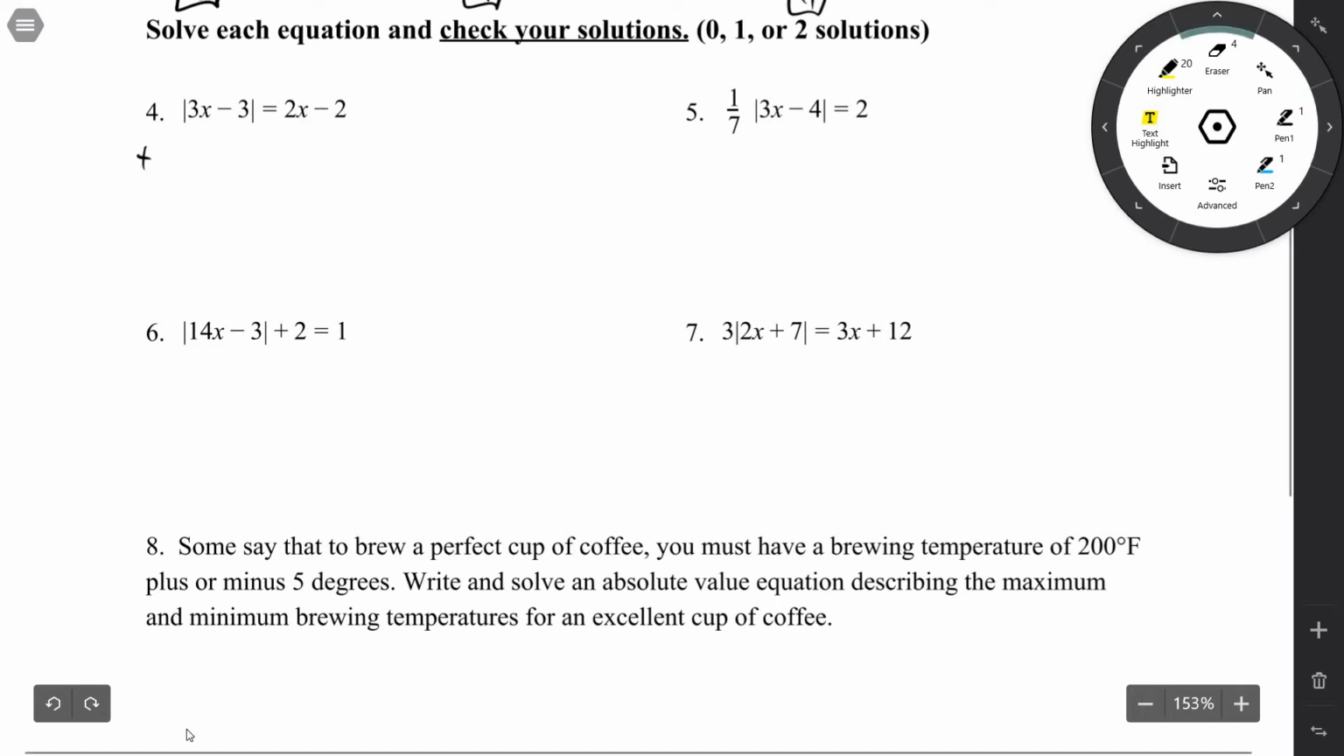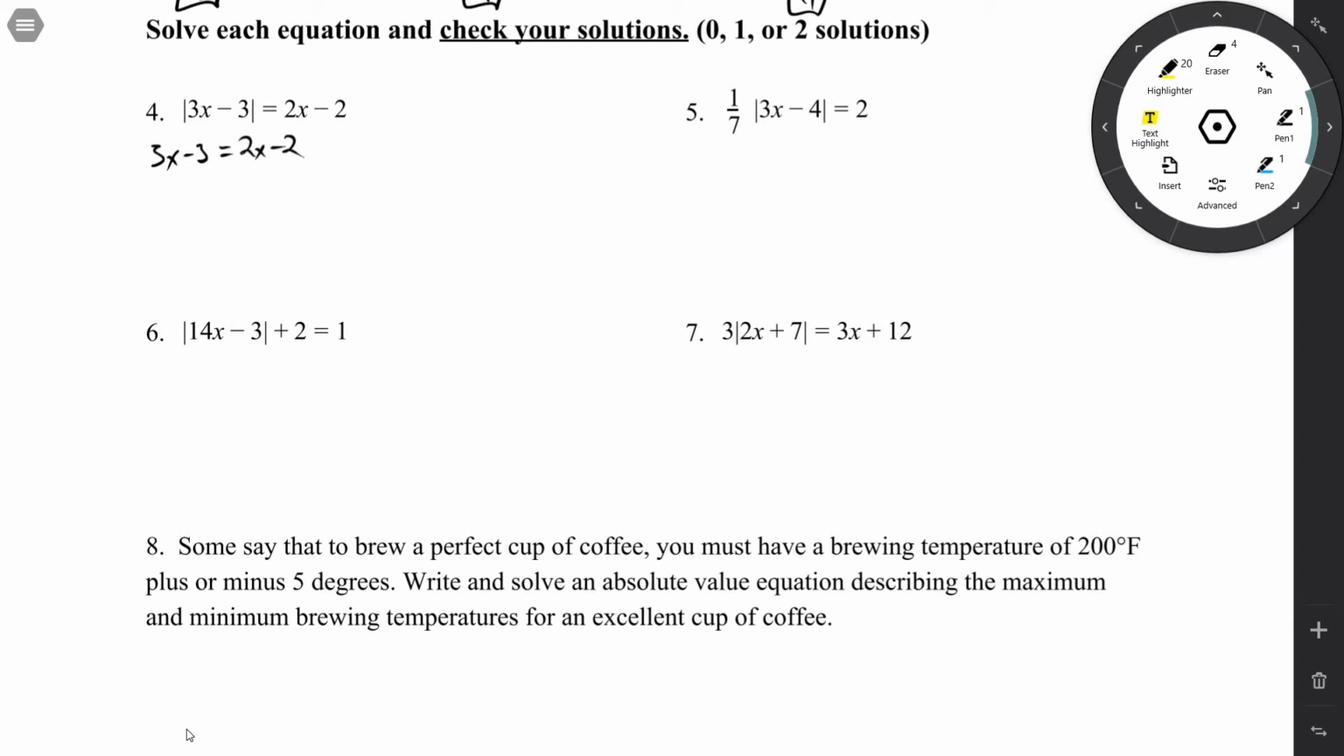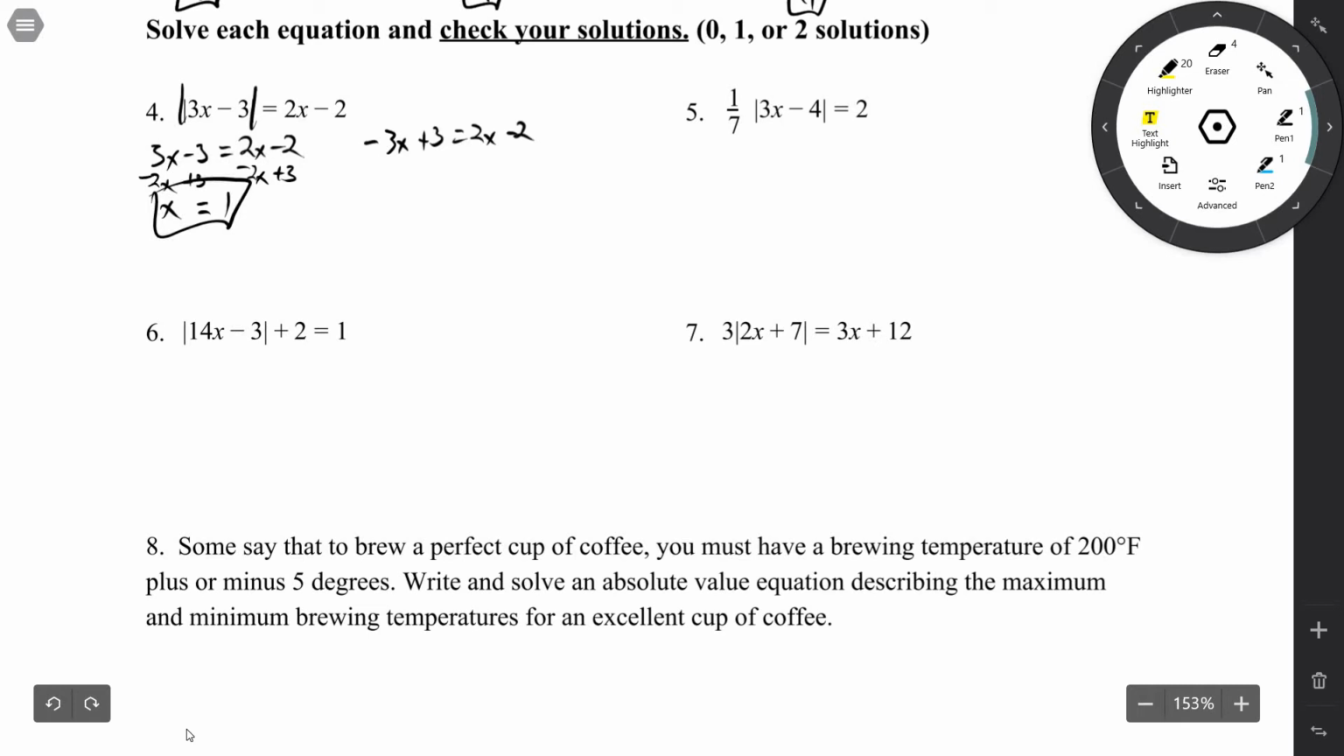For the first one, we don't need to distribute any negatives, so it's just 3x minus 3 equals 2x minus 2. For the other one, if we distribute a negative into the absolute value expression, we get -3x plus 3 equals 2x minus 2. Now we just simplify these down. I'll work on both of them at once. We'll add 3 to each side and subtract 2x from each side, so that gives us x equals 1. That's one of our solutions, x equals 1.